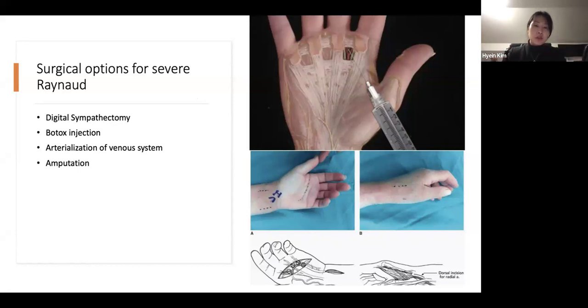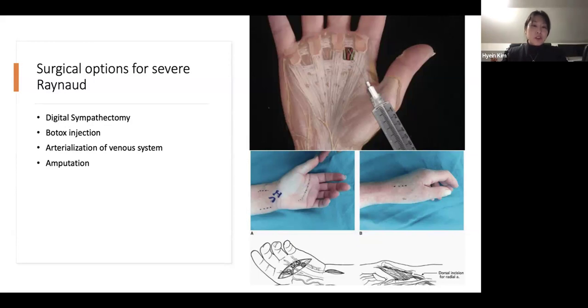The other thing that we've seen more recently, not often, but a few cases, is something called arterialization of the venous system. So what they do is, as I mentioned earlier, there's that palmar branch of the artery. And in Raynaud patients or in scleroderma patients, these digital arteries are diseased by scleroderma and there's lack of perfusion to the fingertips. But what they do is they take the vein system. So our blood goes from artery to the tissue and vein back to our heart. But instead of using the artery, they flip it around so that the blood from our wrist goes to the vein system and gets perfusion that way.